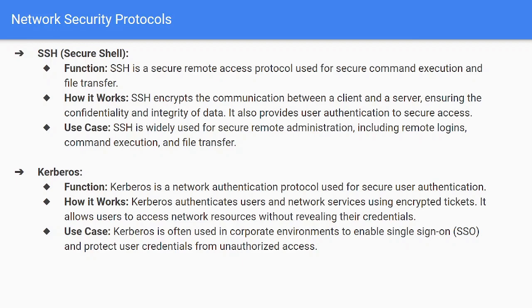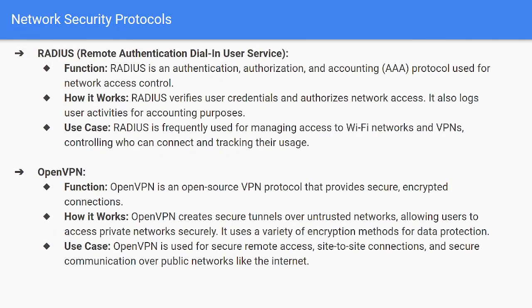So Kerberos is a network authentication protocol used for secure user authentication. So what Kerberos is basically used for is user authentication, a secure user authentication. Then we go over to Radius. So Radius is an authentication, authorization, and accounting protocol used for network access control.